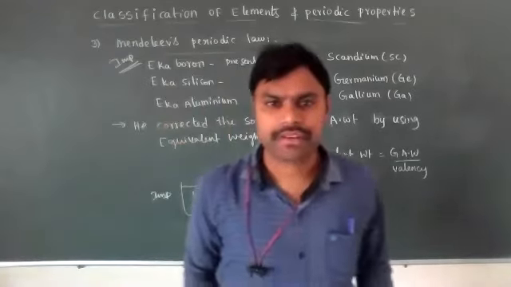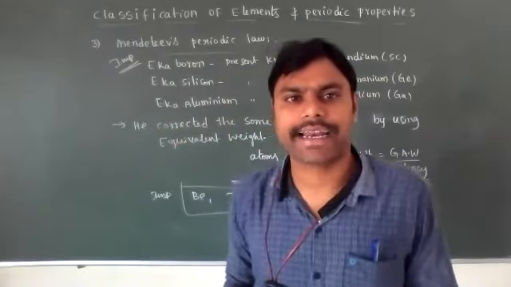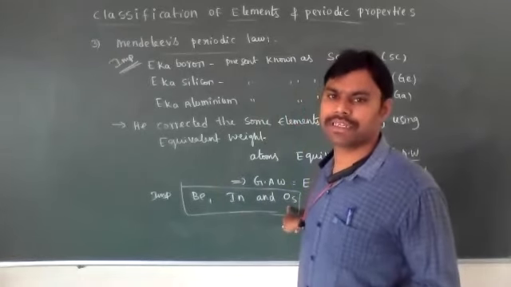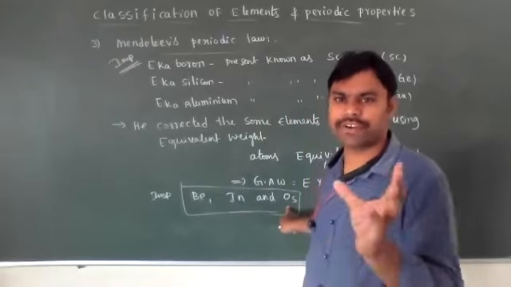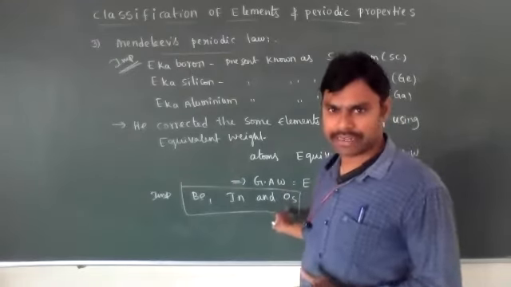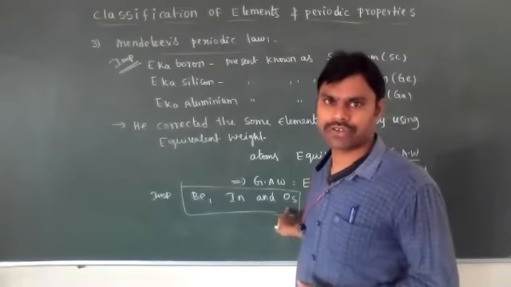Among the following, which elements' atomic weights were corrected by Mendeleev? Beryllium, indium, osmium. The options will be given as A, B, C, D. In whichever option these elements are present, that is correct. Okay, students, understood?